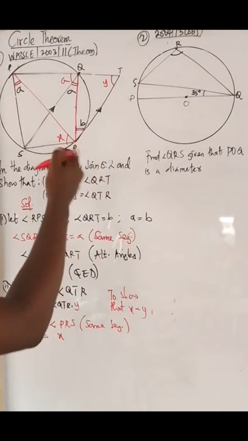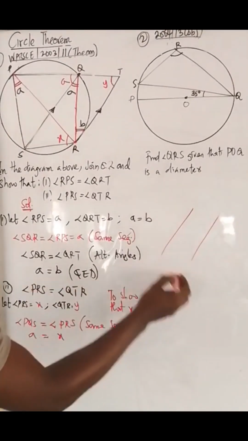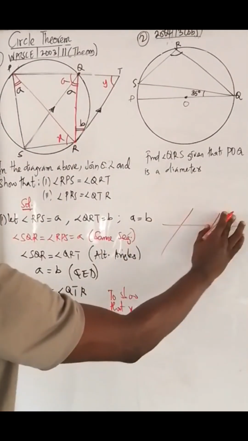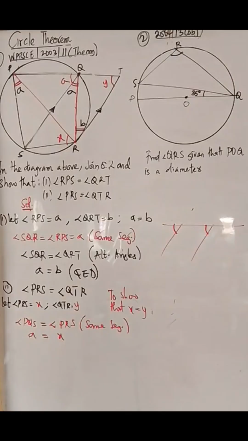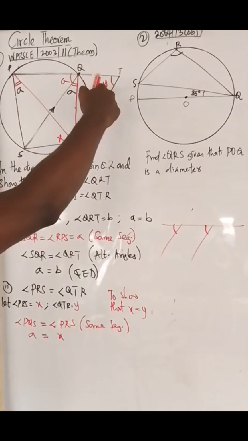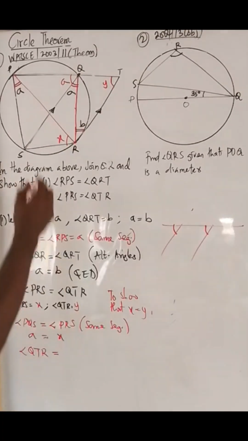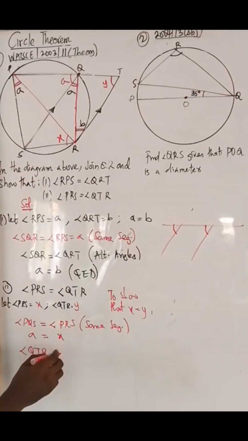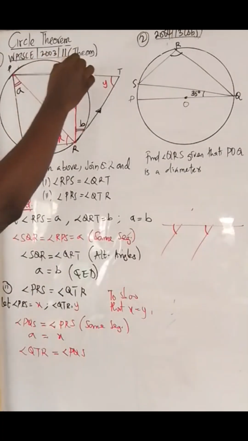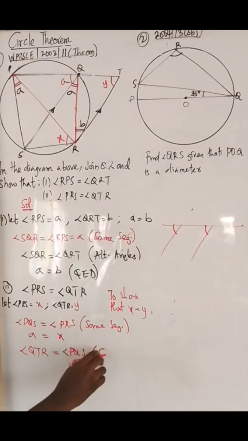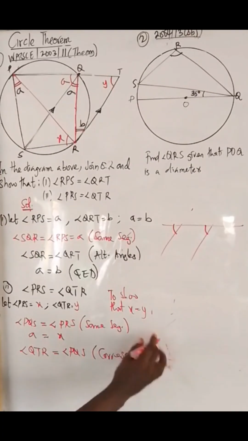Then if you observe, QS and TR are parallel. We have parallel lines, then we have this line cutting them. So obviously this angle and this angle are the same because they are corresponding. Meaning Y and A are equal. This Y is actually our QTR. Angle QTR must be equal to this A, which is angle PQS. Why are they the same? Because they are corresponding angles.